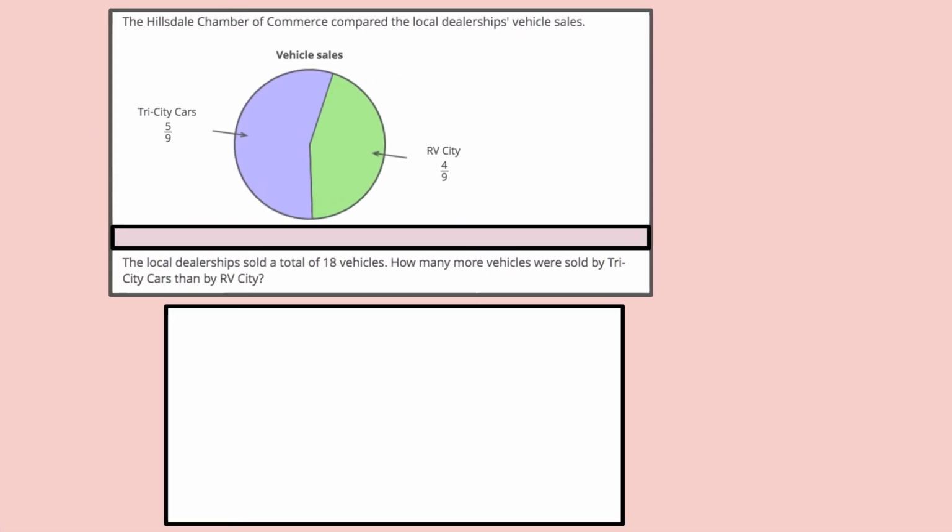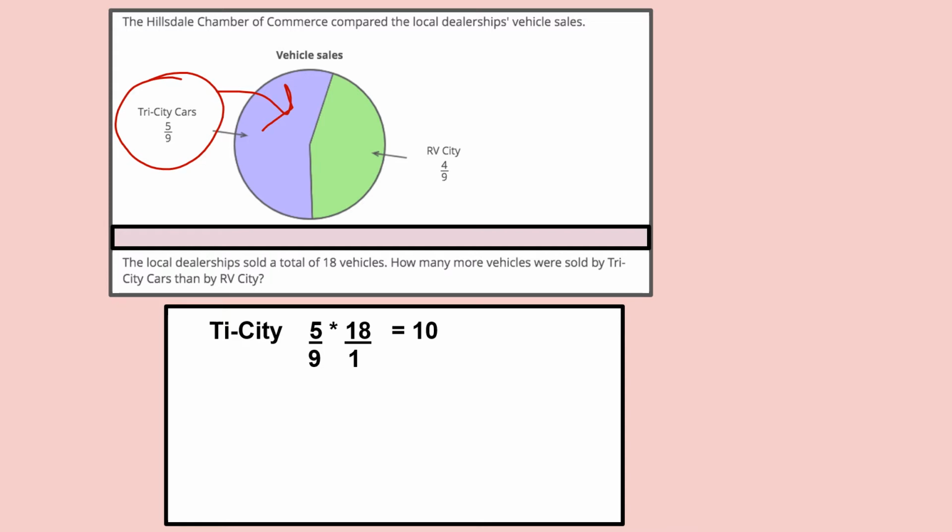The Hillside Chamber of Commerce compared the local dealership vehicles. The local dealerships sold a total of 18 vehicles. How many more vehicles were sold by Tri-City Cars than RV City? If we look at the graph, we see that 5/9 of the cars were sold by Tri-City. So 5/9 of 18 is equal to 10.